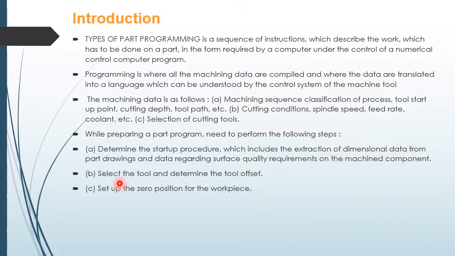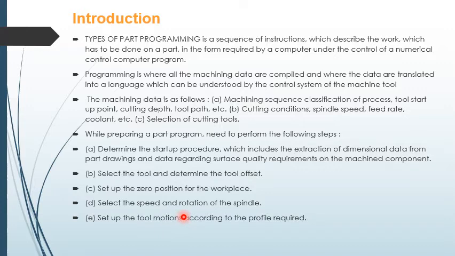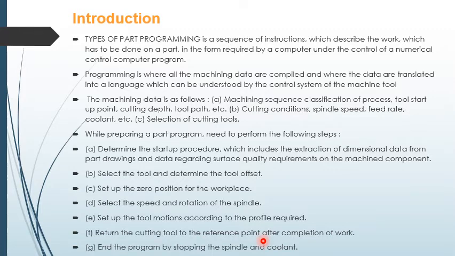The second step is the selection of tools and determining the tool offset. The third step is to set up the zero position for the workpiece. The next step is to select the speed and rotation of the spindle and set up the tool motions according to the profile required. The last step is to return the cutting tool to the reference point after completion of the work, and then we end the program by stopping the spindle and coolant.